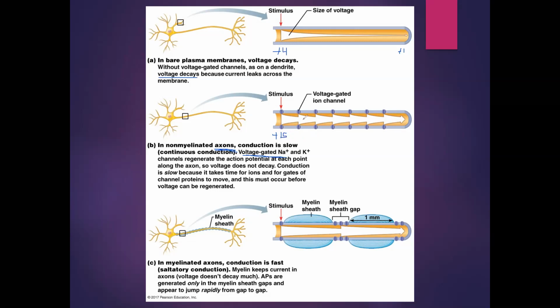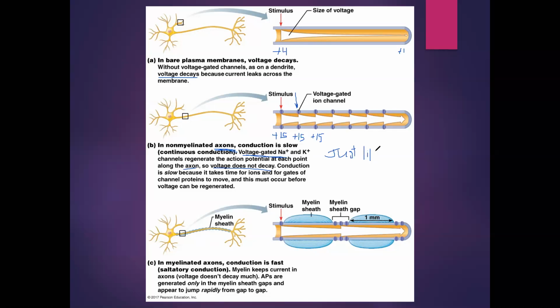+15, and then before it has a chance to wear out, I boosted it again, +15, and then I boosted it again, +15, all the way down. So you can see it's not necessarily going to add up to a whole ton on the inside because it's still going to try to leak out. But every time I hit voltage gated sodium channels on my axon, I get a reboost to the voltage. Because we have these voltage gated sodium channels along the axon, the voltage does not decay.